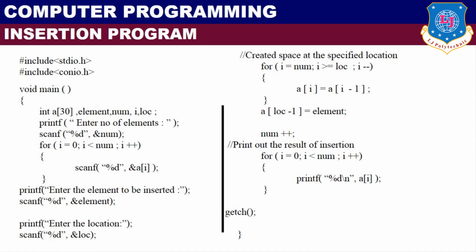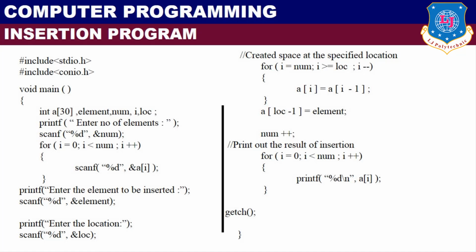Next we are declaring our variables: integer a of 30, the big size array; element, the new element that you want to insert; num, how many elements you want to perform insertion on in the big size array; i, the looping variable; and location, meaning at which location you want to insert the new element. Enter the number of elements, how many numbers you want in this big size array.